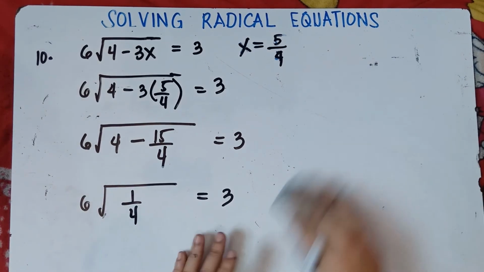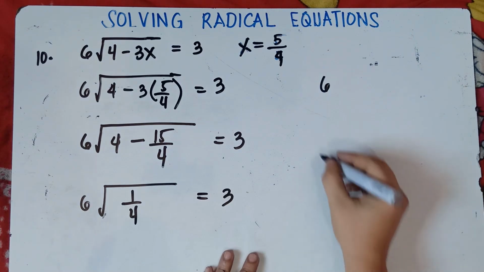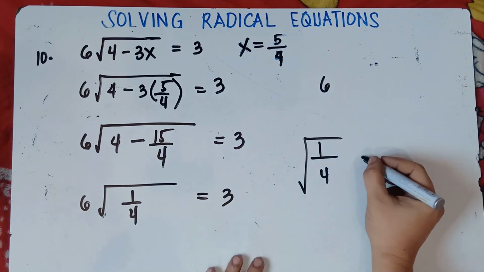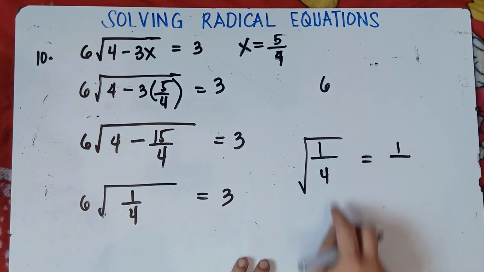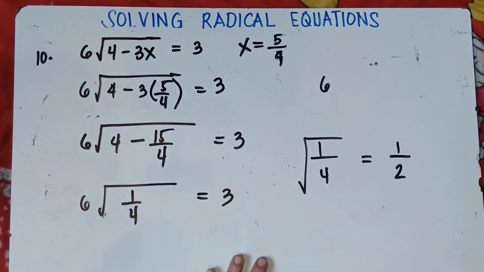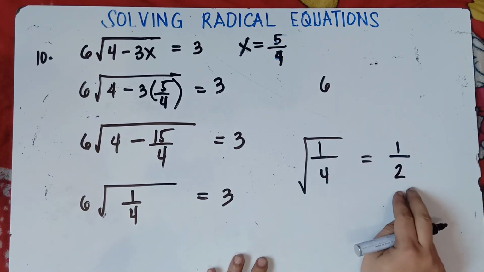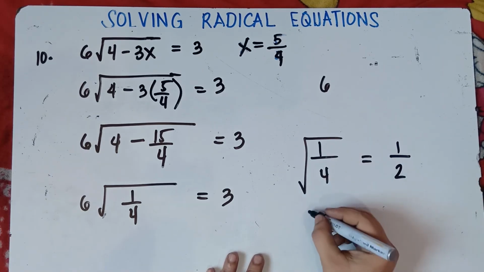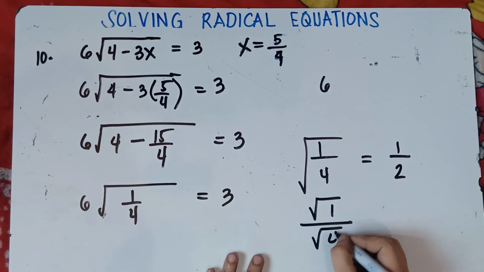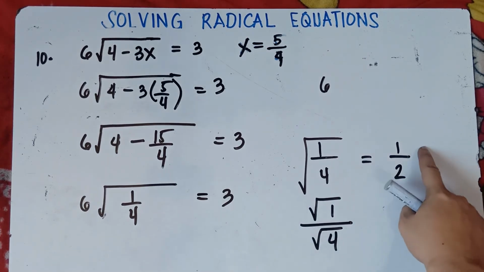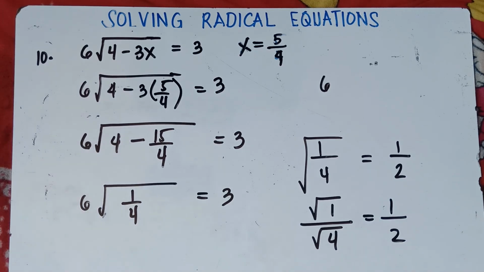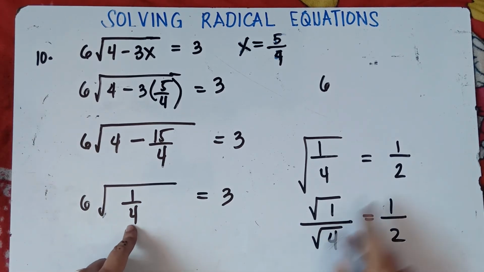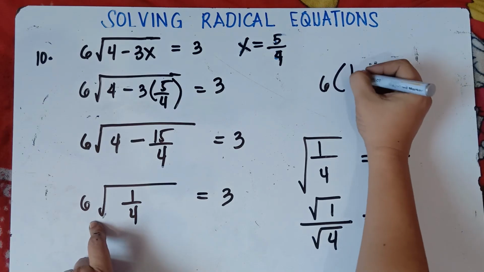Alright, and this will be 6 times the square root of 1/4. What's the square root of 1/4? The square root of 1 is 1, because 1 times 1 is 1, and the square root of 4 is 2. So the square root of 1/4 would be 1/2. You can write this one as the square root of 1 over the square root of 4. The square root of 1 is 1 because 1 times 1 is 1. The square root of 4 is 2 because 2 times 2 is 4. So the square root of 1/4 would be 1/2. So this will be 6 times 1/2.